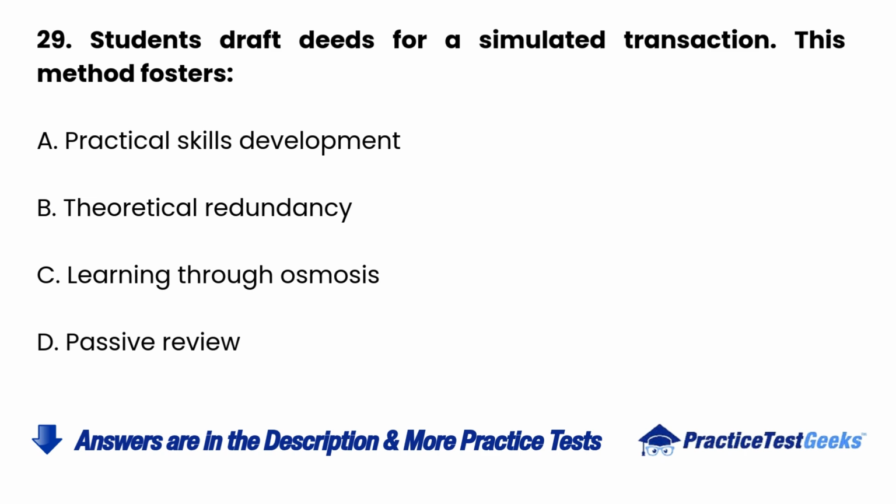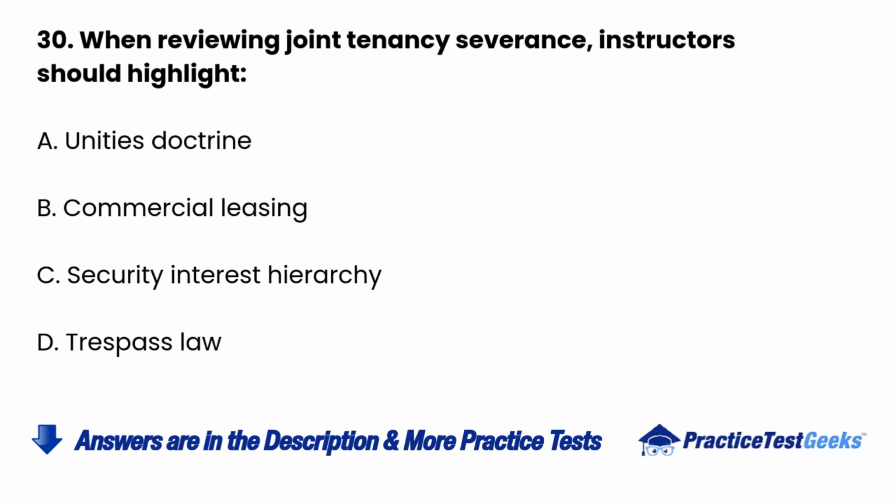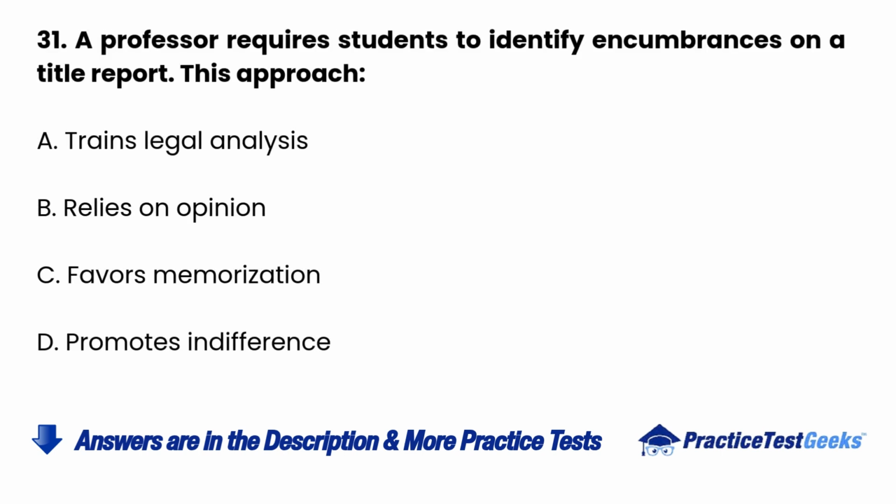A. Practical skills development. B. Theoretical redundancy. C. Learning through osmosis. D. Passive review. 30. When reviewing joint tenancy severance, instructors should highlight A. Unity's doctrine. B. Commercial leasing. C. Security interest hierarchy. D. Trespass law. 31. A professor requires students to identify encumbrances on a title report.